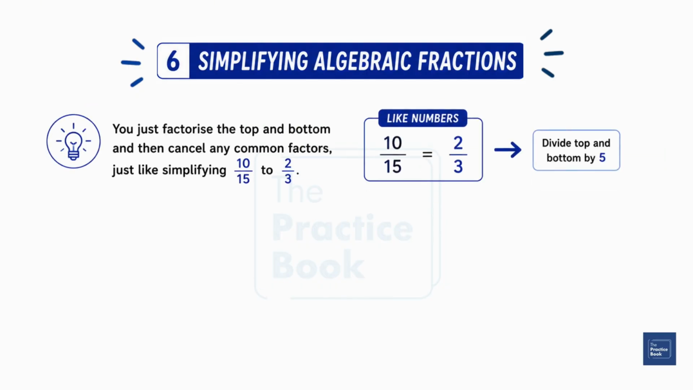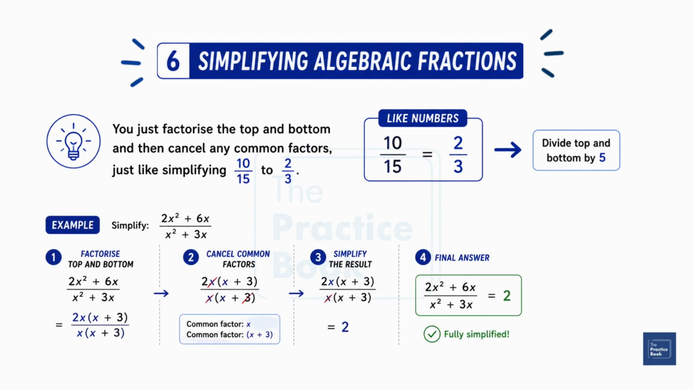Finally, all these skills come together when simplifying algebraic fractions. You just factorise the top and bottom, and then cancel any common factors, just like simplifying 10 over 15 to 2 over 3. It's the final boss level of this topic, bringing all your new skills together.